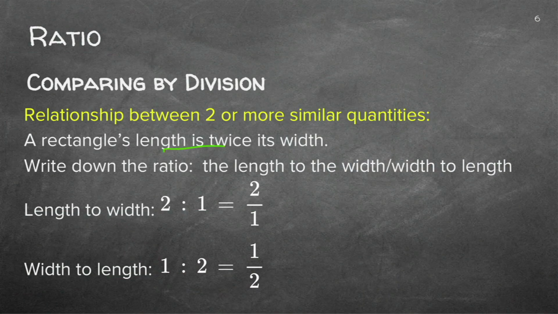A rectangle's length is twice its width. Write down the ratio length to width. There you have it. The length is twice its width. So it's 2 to 1, which can also be written as 2 over 1. Or they can also ask the question width to length. So you have to now swap everything around. So the width is half the length. So it's now 1 to 2, which is equal to a half. You can see there's no units and it is in its simplest form.